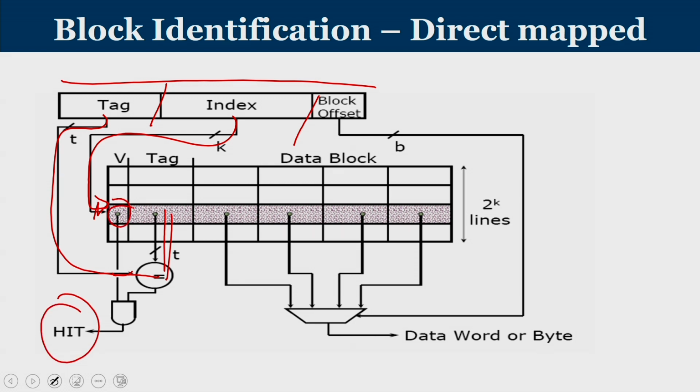So for matching, the valid bit also should be 1. And once the match occurs, using the block offset, you can extract the corresponding word. That is all about direct mapped cache.